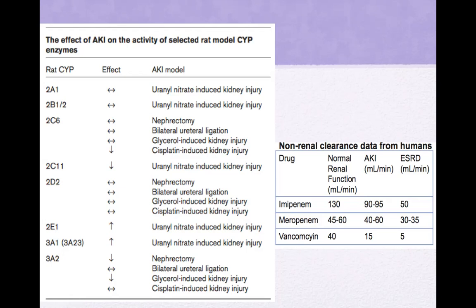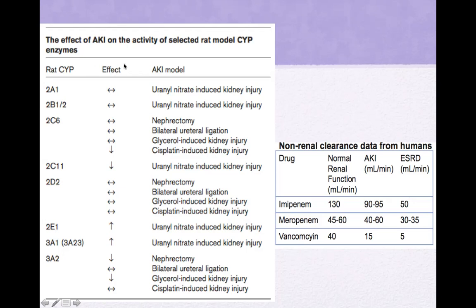In AKI, they have studied the effect of AKI on cytochrome P450 in animal models. Changes in the cytochrome activity in a particular organ of an individual cannot be extrapolated to other organs of the same individual. Observations made at the cytochrome level may not be translated to clinically meaningful changes in the PK.